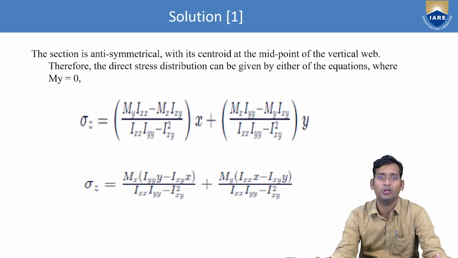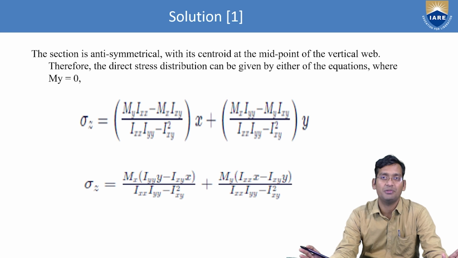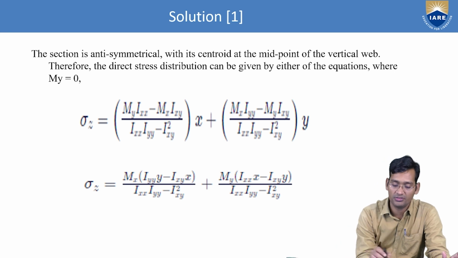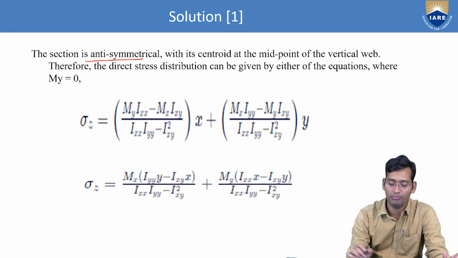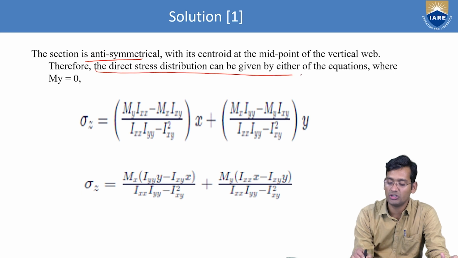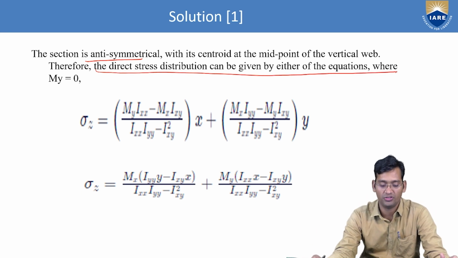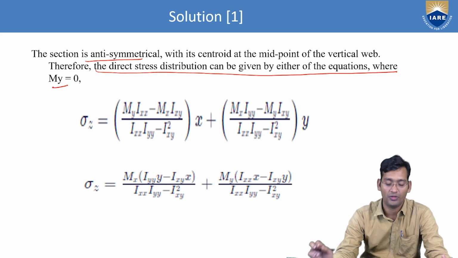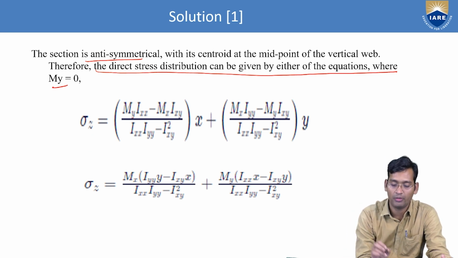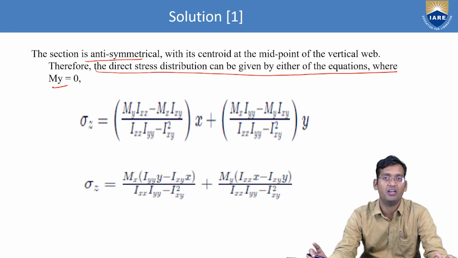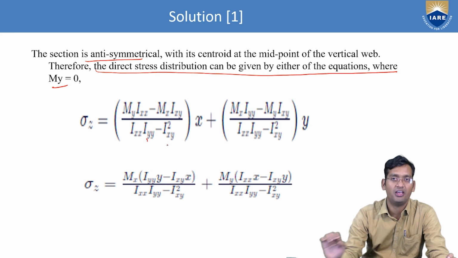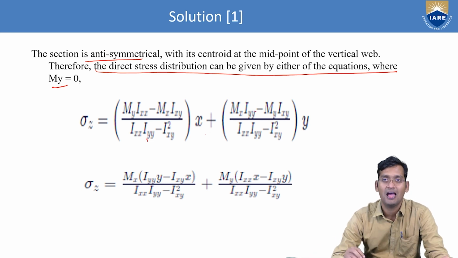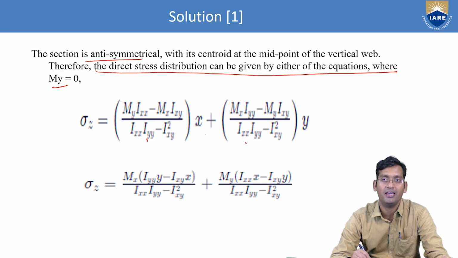Now come to the solution. The section is anti-symmetrical with its centroid at the midpoint of the vertical web, right? So it is anti-symmetrical, not symmetrical. The direct stress distribution can be given by either of the equations, where My is 0. When My is 0, sigma z is: (My Ixx minus Mz Izy by Izz) into (Iyy minus Ixy square) into x, plus (Mx Iyy minus My Ixy by Ixx) into (Iyy minus Ixy square) into y.